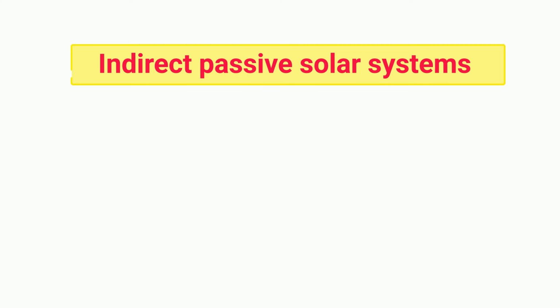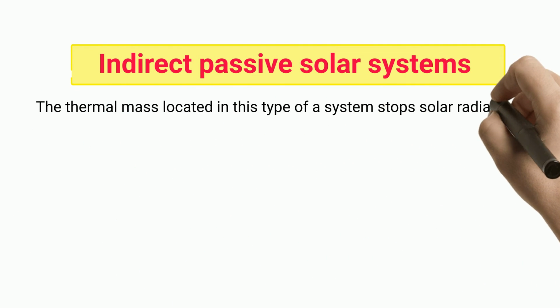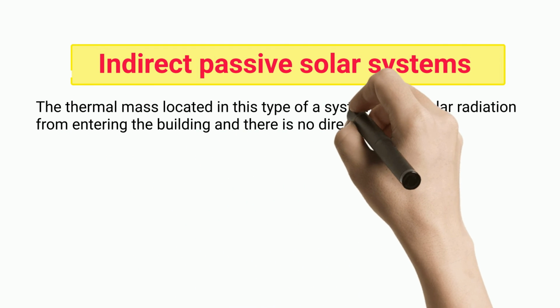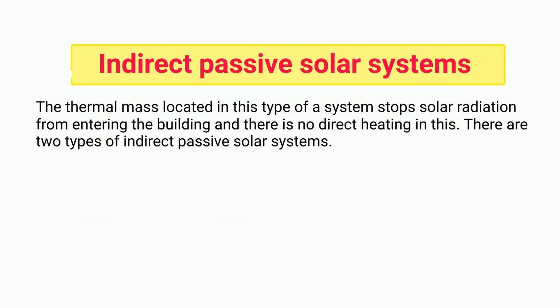Indirect passive solar systems. The thermal mass located in this type of a system stops solar radiation from entering the building, and there is no direct heating in this. There are 2 types of indirect passive solar systems.